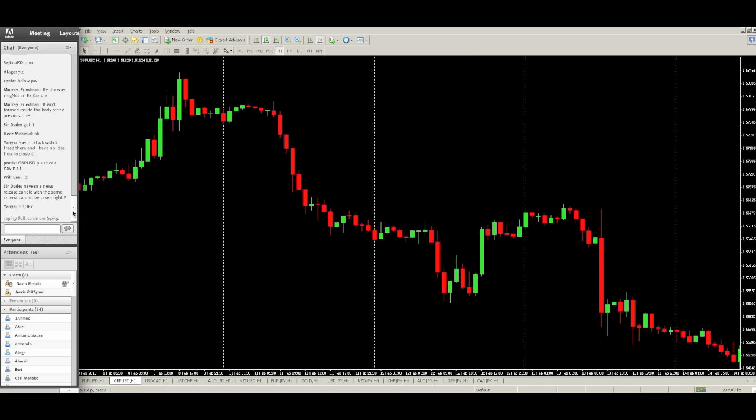Sir, Naveen, a news release candle with the same criteria cannot be taken, right? Doesn't matter. Whether it's technical analysis or fundamental, does not matter. As long as you have all your criteria matching, you're okay. Because chances are your news releases are nothing but these large candles that show up. And all you're doing with these large candles is breaking large levels of support and resistance. That's it.